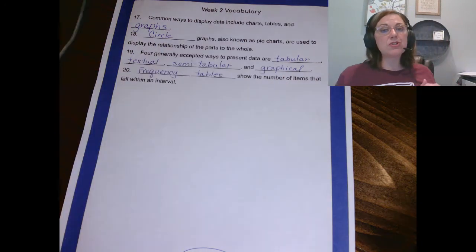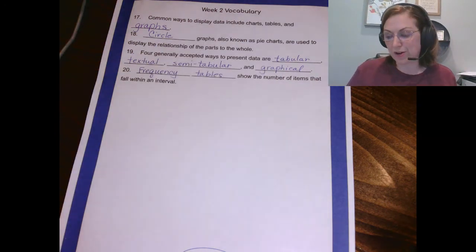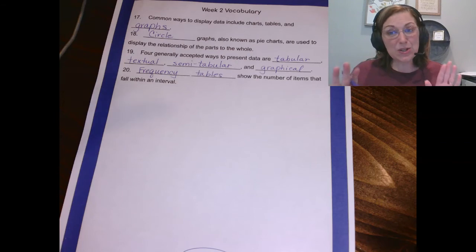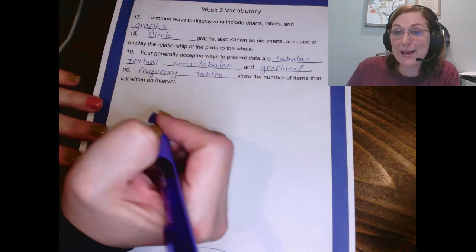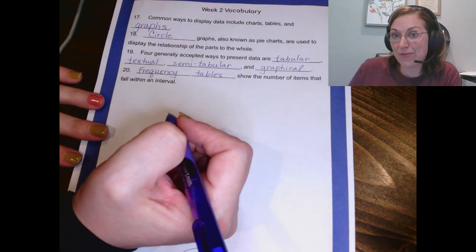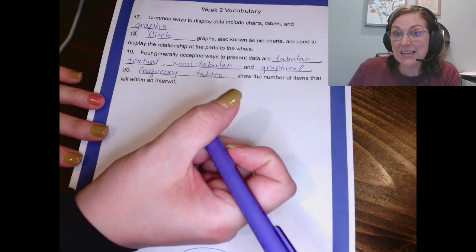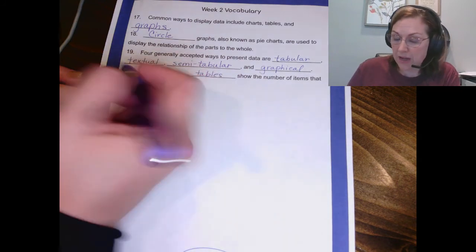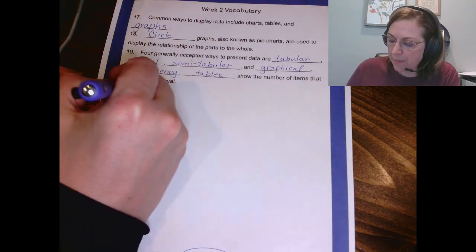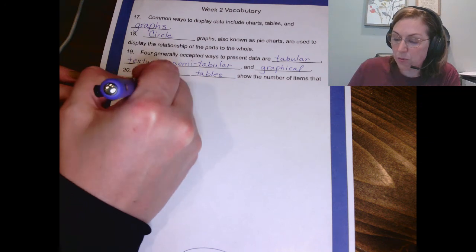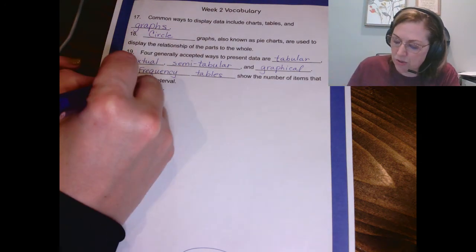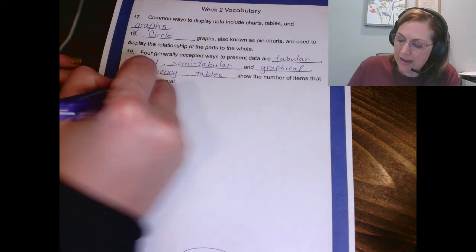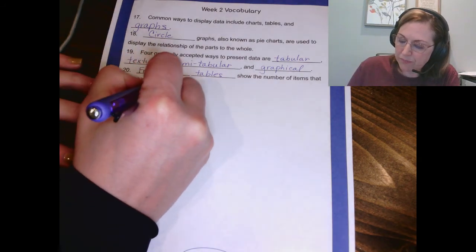Frequency tables show the number of items that fall within an interval. Let me show you just an example. Let's say I want to survey kids in a high school. Okay. I'm just going to record, when they walk in the door, I'm going to ask them what grade they're in. And so let's do grade and we'll do number of students.